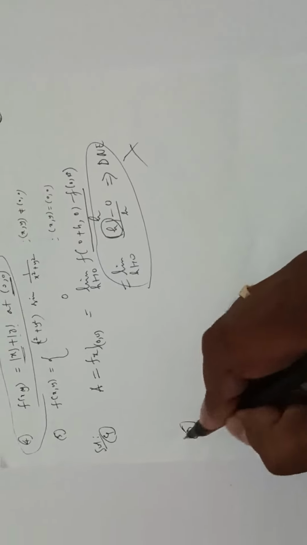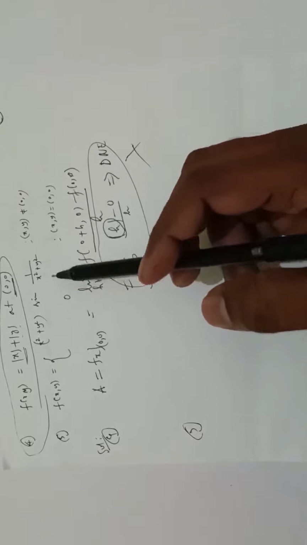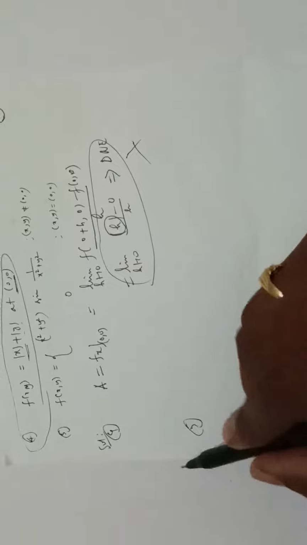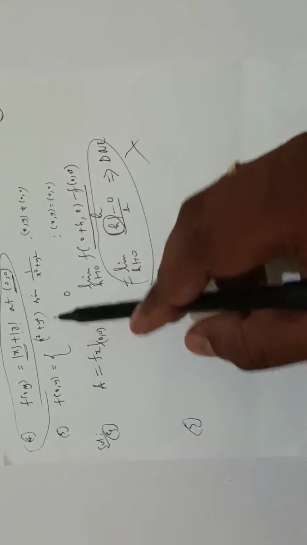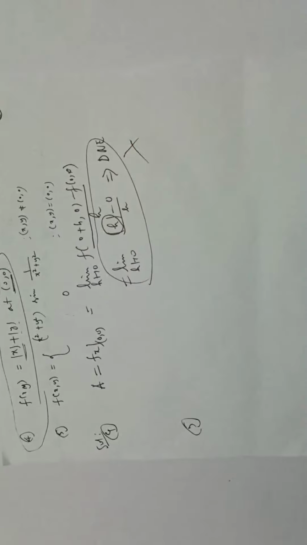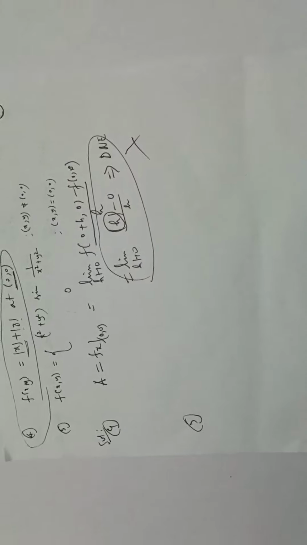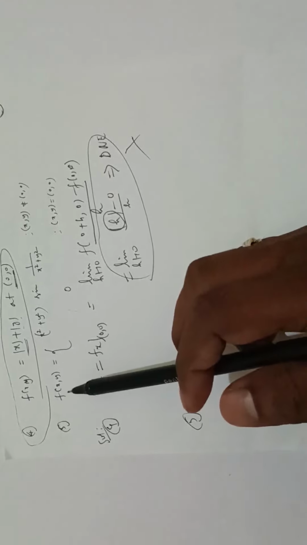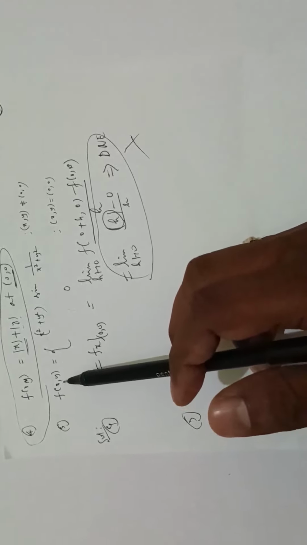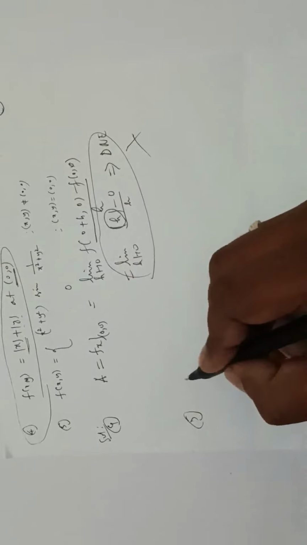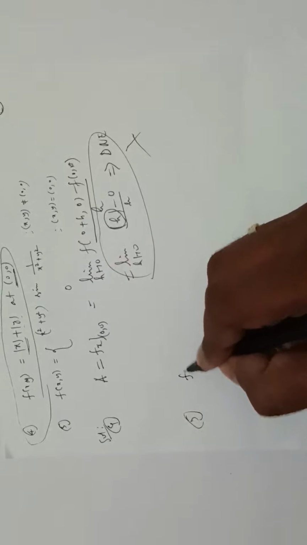Fifth problem: f of x comma y equals x square y square sin of 1 by x square plus y square. See, many a times if we are asked to verify differentiability, first verify the continuity. If the function is continuous, then we can move further. If it is discontinuous, then we can conclude then and there, because every differentiable function is continuous. So here f of x comma y equals x square plus y square sin of 1 by x square plus y square. So f is continuous in fact.